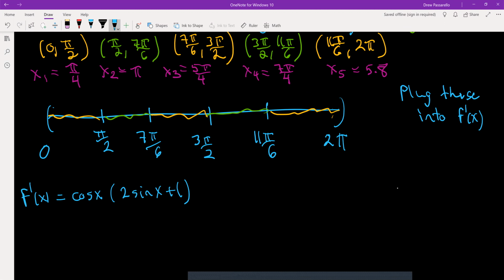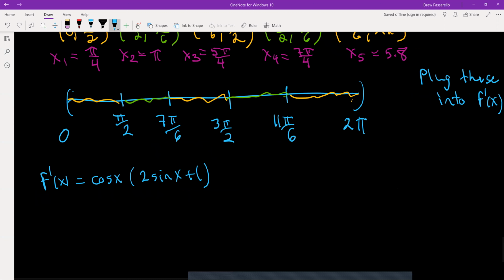That's just my decision to do that. I think it's easier to plug it into that. It's less stuff to calculate. All right, so I have to do each test value. So for pi over 4, that's going to be cosine pi over 4 times 2 sine of pi over 4 plus 1.